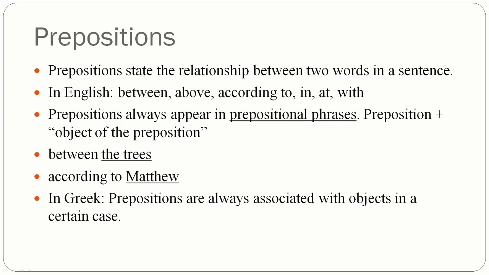That something is what we call the object of the preposition. In these examples, I have underlined the object of the preposition. Both of these are prepositional phrases, and there's the object. The preposition is "between." The object of the preposition is "the trees." Between the trees. Next one, "according to Matthew." The preposition is "according to." In English, it's two words. In Greek, this would just be one word. But in English, we do it with two words. According to, and then the object of the preposition is Matthew.